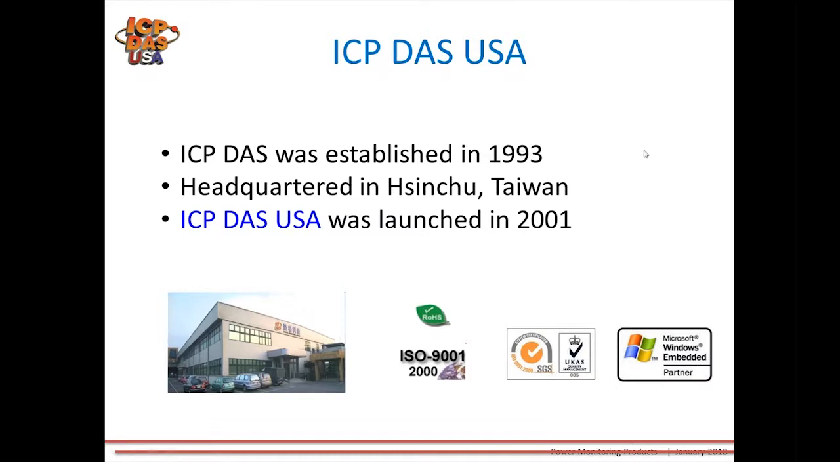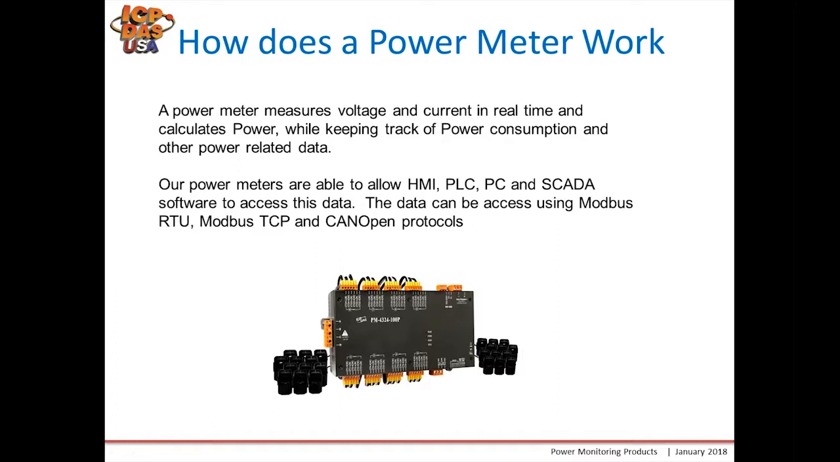First of all, how does a power meter work? A power meter measures voltage and current in real time and calculates power while keeping track of power consumption and other power-related data. Our power meters allow HMIs, PLCs, PCs, and SCADA systems to access this data. The data is accessed using one of three protocols: Modbus RTU, Modbus TCP, and CANopen. For each model, you need to select which protocol you want, so there are various models for each protocol.